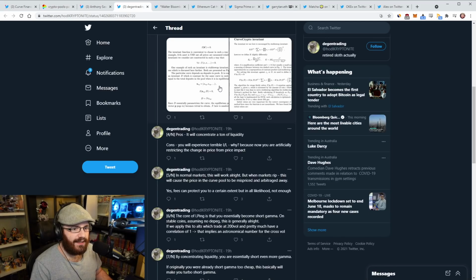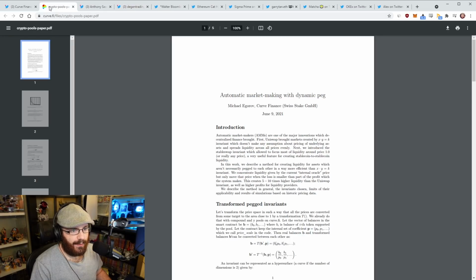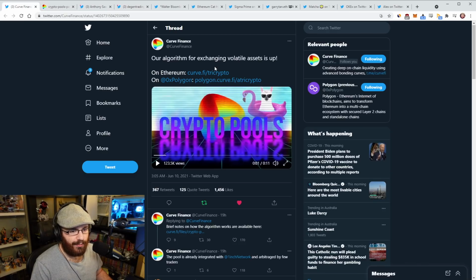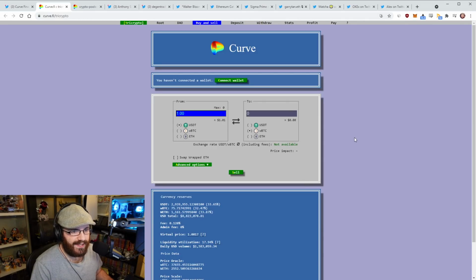But from what I've seen, there was this good thread put out from Degen Trading here, who basically had a take on these new pools. And I should explain what these new pools are. It's actually non-stablecoin pools, like tri pools. I think their first pool is USDT, WBTC, and ETH. And they're claiming that you'll be able to trade between these assets with very minimal slippage on little liquidity.